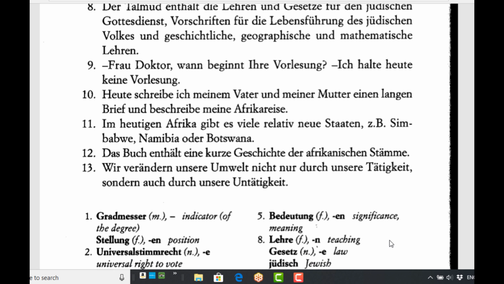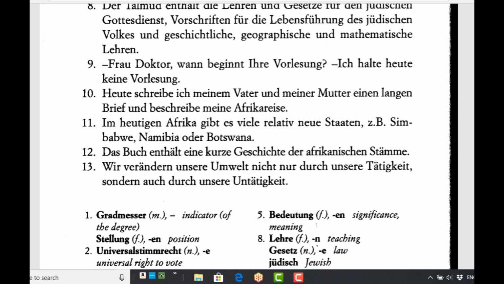Let's read this. Heute schreibe ich meinem Vater und meiner Mutter einen langen Brief und beschreibe meine Afrika-Reise. Good. Yeah, tough last word there. It is. It's Afrika-Reise.